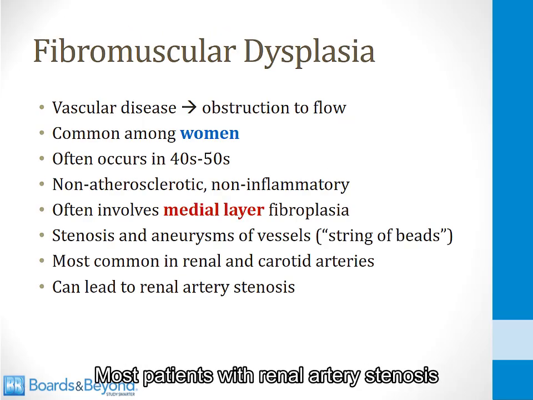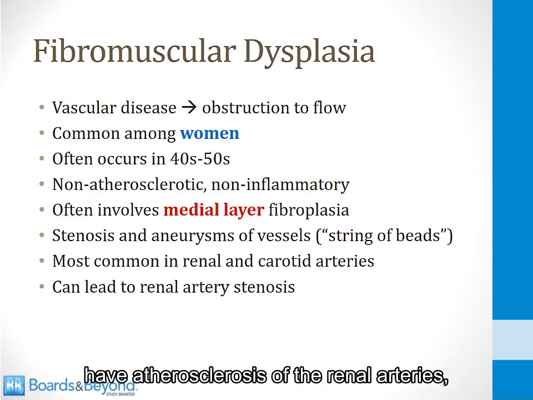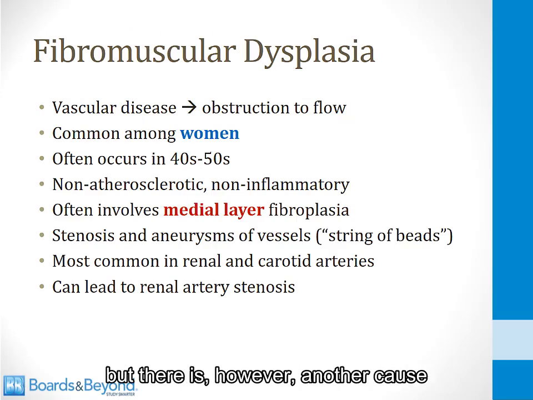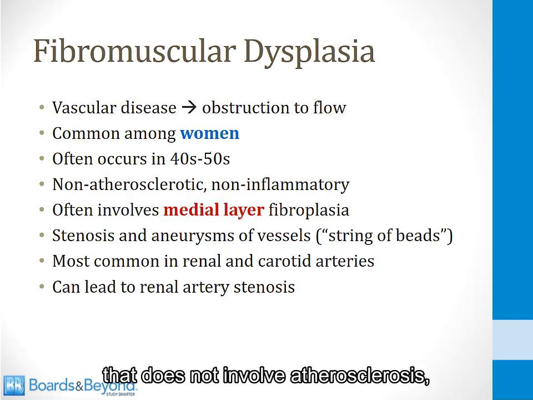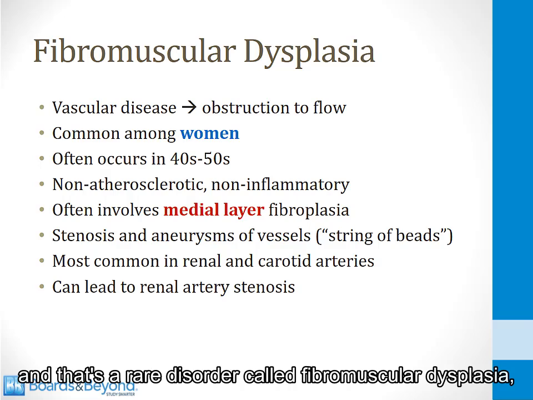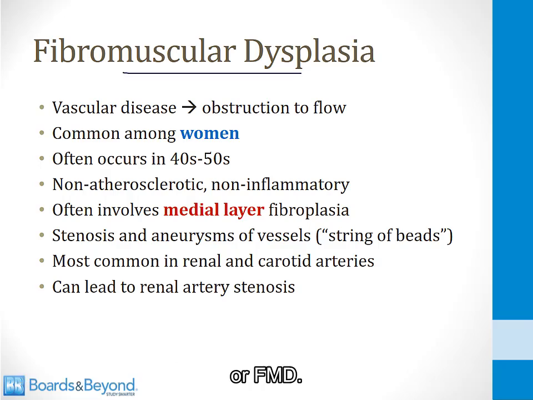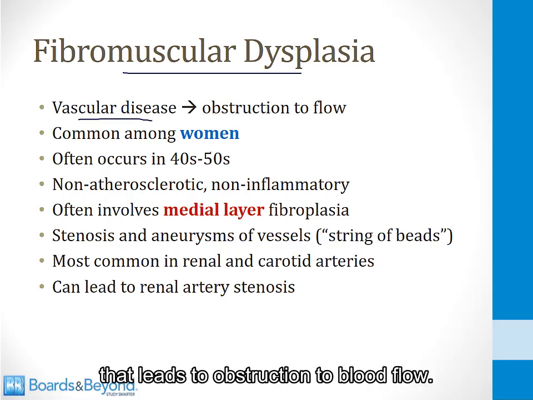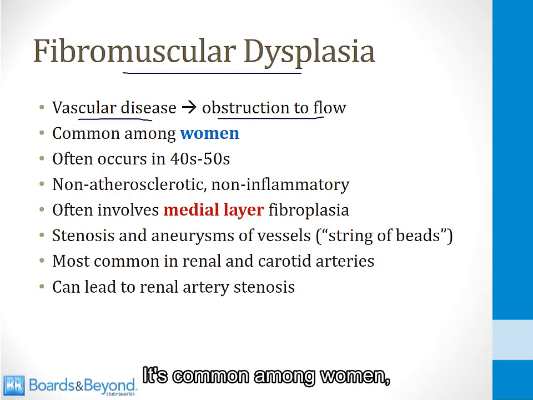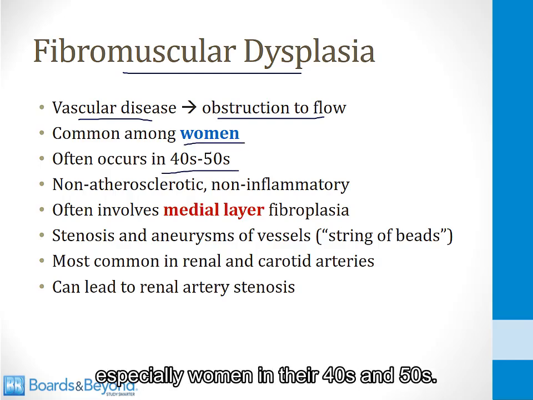Most patients with renal artery stenosis have atherosclerosis of the renal arteries, but there is, however, another cause of renal artery stenosis that does not involve atherosclerosis, and that's a rare disorder called fibromuscular dysplasia, or FMD. This is a blood vessel disease. It's a vascular disease that leads to obstruction to blood flow. It's common among women, especially women in their 40s and 50s.